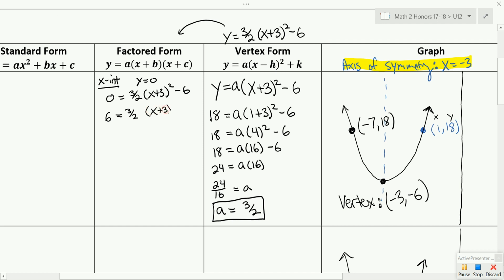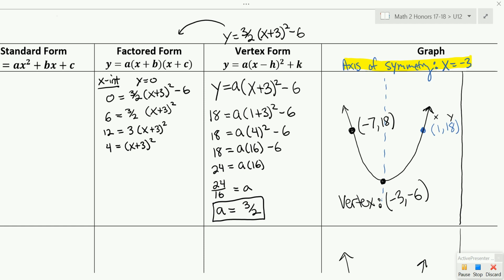And I want to keep that x plus 3 squared, but I want to get rid of the 3 over 2. Multiply by 2. I'll do multiply by 2 first, and then I'll divide by 3. But you could do the other one. You could do it in one step. But we want to get here. What's my next step going to be?